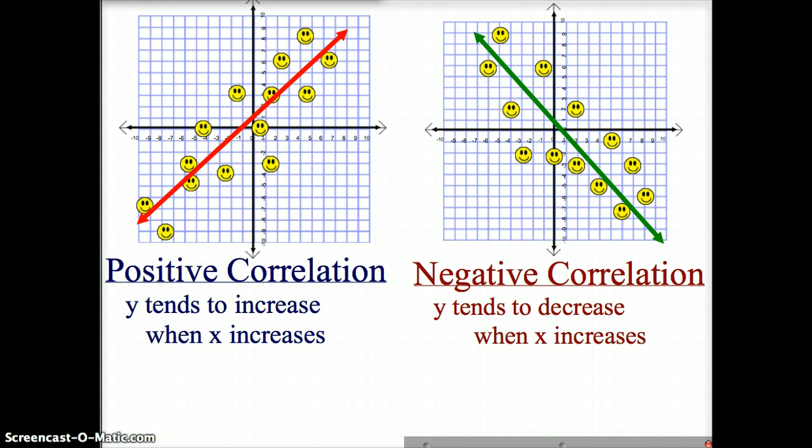Negative correlations. For negative correlations, y tends to decrease when x increases. So as something goes down, something else goes up. For example, let's go back to talking. The amount of students talking in class and my level of patience. As the number of students talking increases, my level of patience decreases.